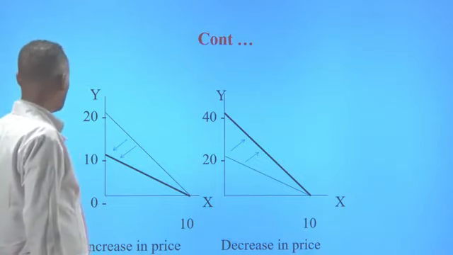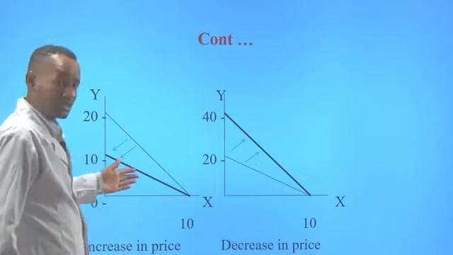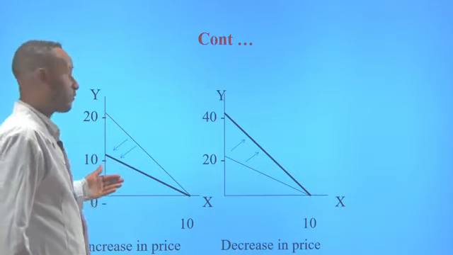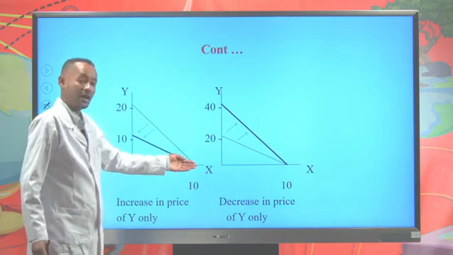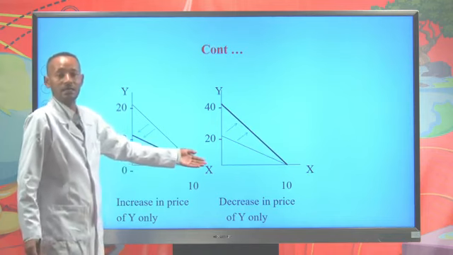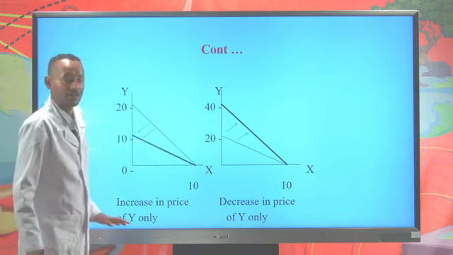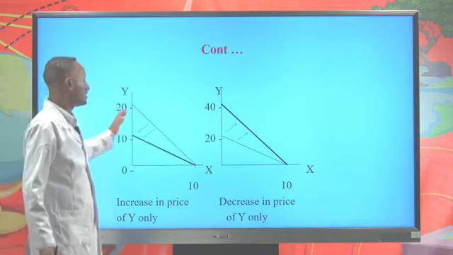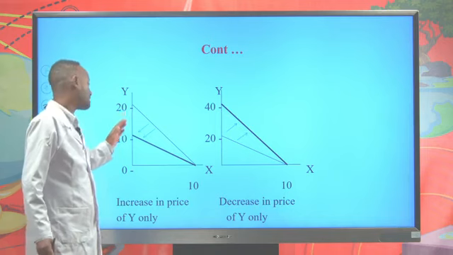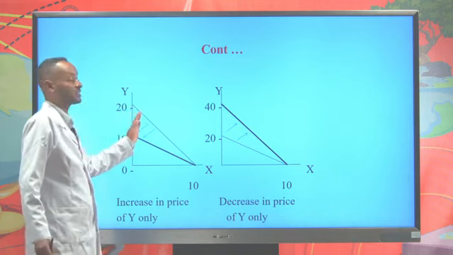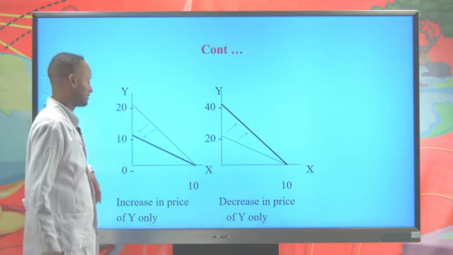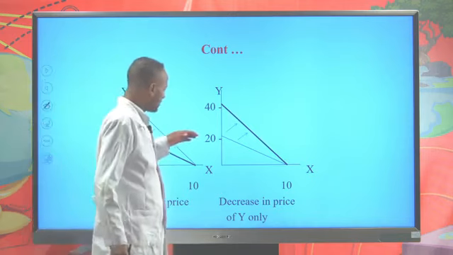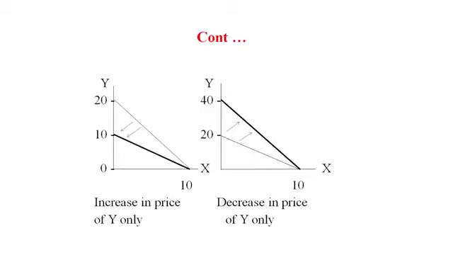Now again, let's see the effects of changes in the price of Y only. Since there is no change in the price of commodity X and the income of the consumer, there is no change in the horizontal intercept of the budget line, but there is a change in the vertical intercept. So with an increase in the price of Y only, the budget line will shift inward on the vertical axis, or Y intercept.